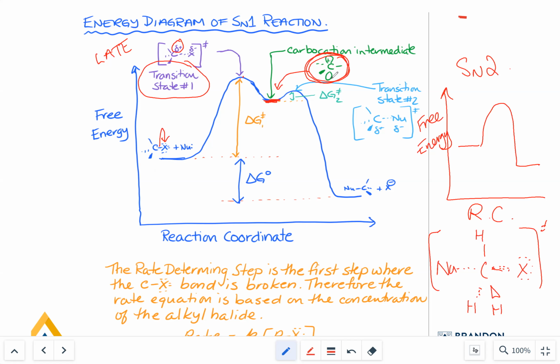So now that's good. That's the key point here, is that because the rate determining step transition state is late, it's going to resemble our carbocation intermediate. And we need to know about carbocations to delve deeper into this type of reaction. I think we discussed them very briefly.